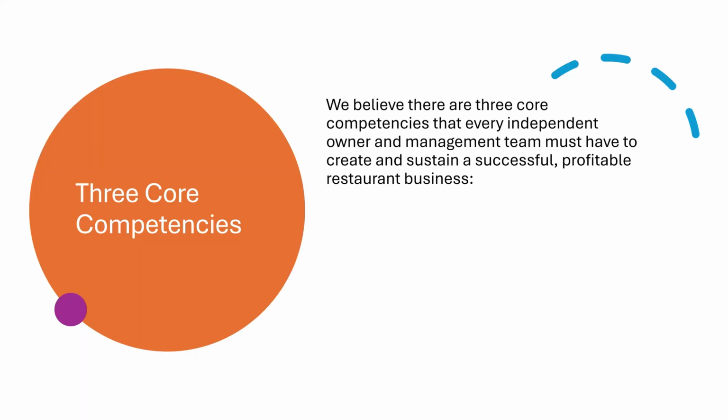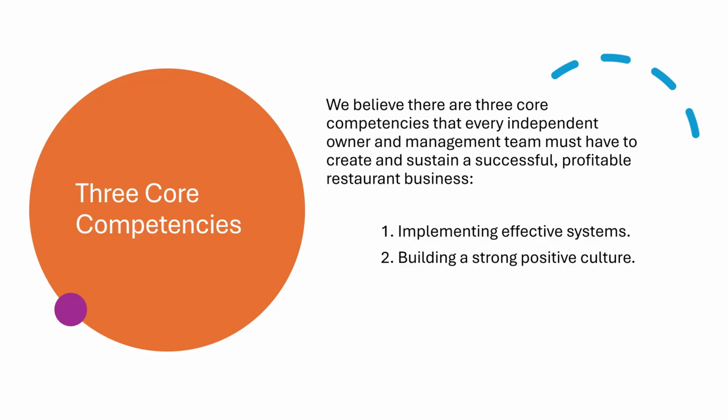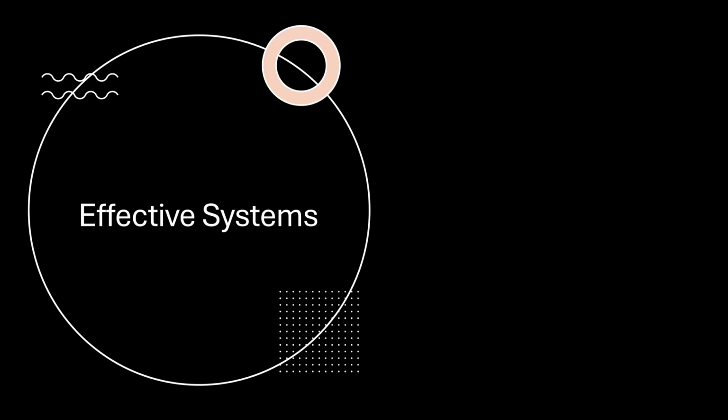So we believe there are three core competencies that every independent owner or management team must have to create and sustain a successful, profitable restaurant business. They include implementing effective systems, building a strong, positive culture, and something that we'll probably talk a lot about in this lesson, developing business skills. First, effective systems.